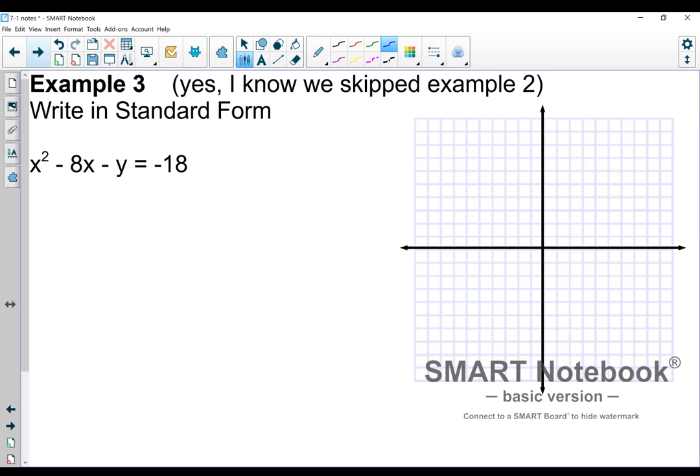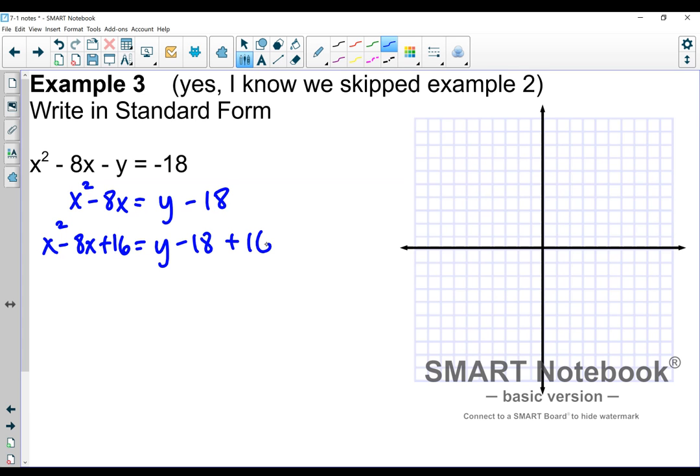So for our second one, we're going to have to write it in standard form first. So I need to get my y over with the 18. So x squared minus 8x equals y minus 18. And now we're going to have to complete the square because I need to have a squared quantity here. So half of 8 is 4, 4 squared is 16, so I need to add 16. And I have to add it on both sides. And then I need to factor. y minus 18 plus 16 is y minus 2. And remember, we could think of this as having a 1 in front if we had to.